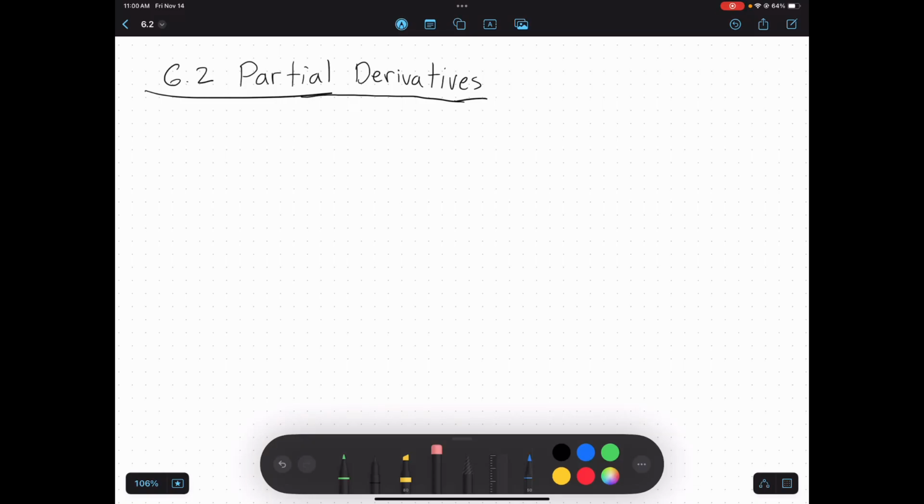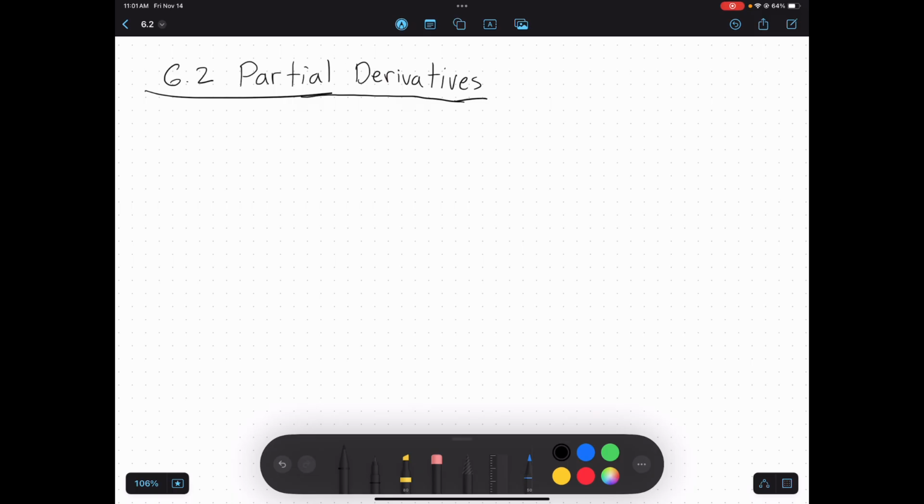And in this part, now that we've learned about multivariable functions from 6.1, now we get to explore how calculus works with multivariable functions. Specifically, how do derivatives work? How do I take a derivative of a multivariable function?